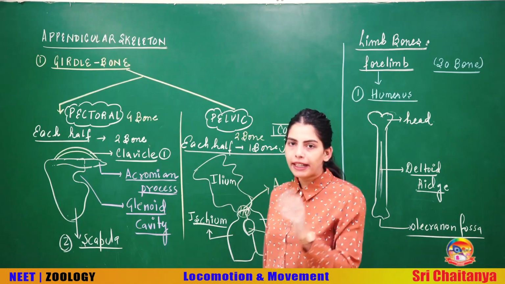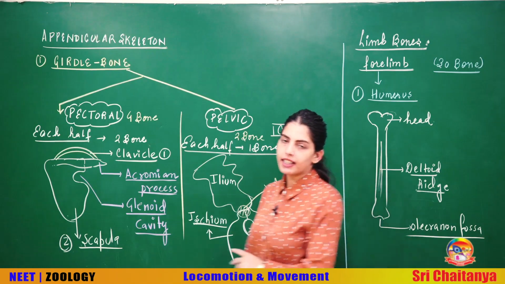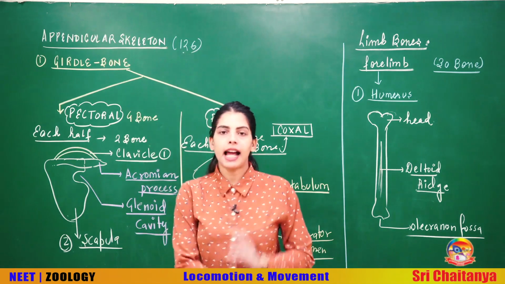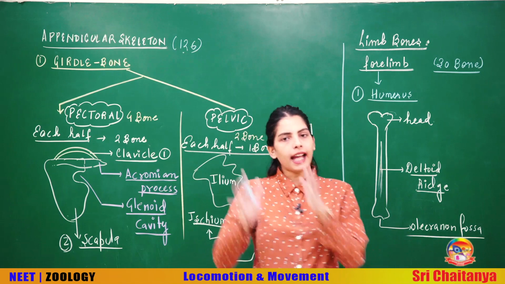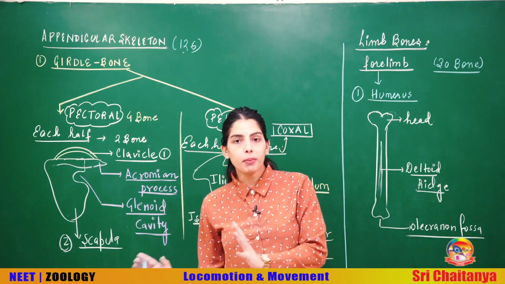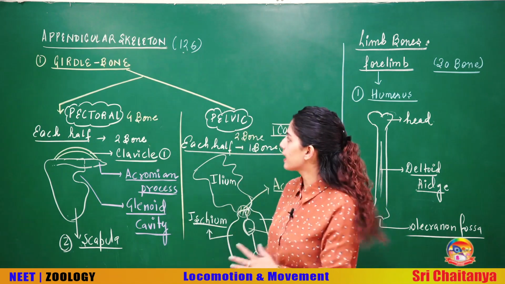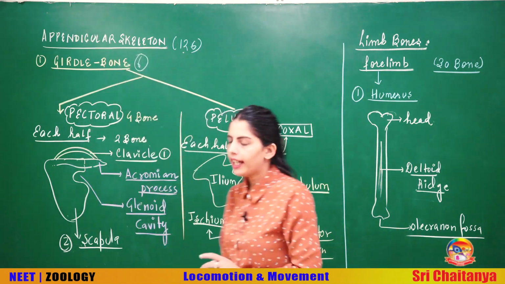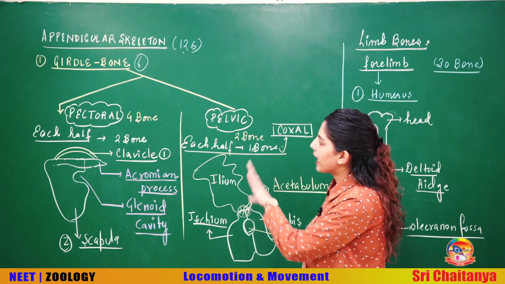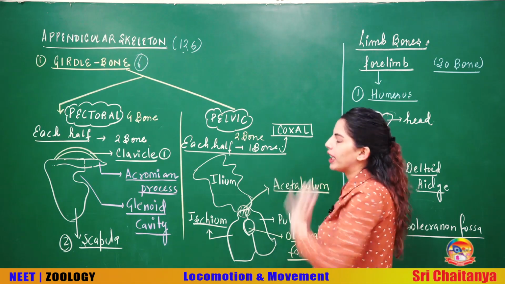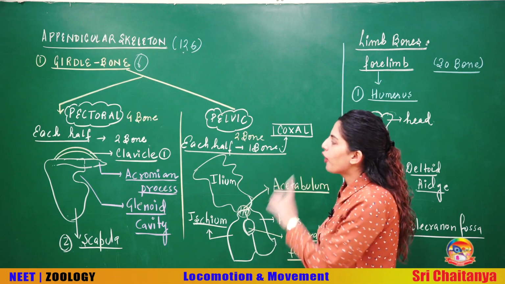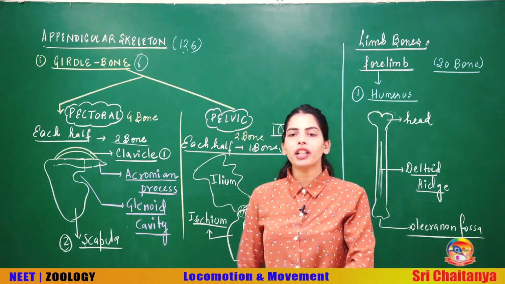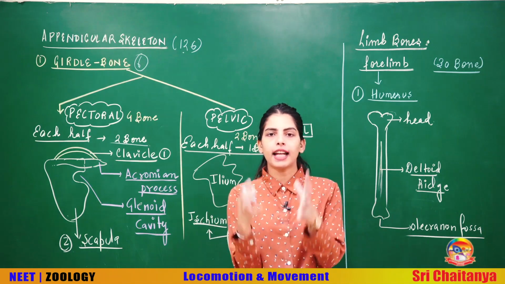Now talking about the appendicular skeleton, it consists of 126 bones, as we have already discussed, and it consists of the girdle bones and the limb bones. So first let us discuss the girdle bones, which were 6 in total. Your girdle bones can be divided as pectoral girdle and pelvic girdle. Each half of your pectoral girdle has 2 bones, which is why in total 2 bones on this side, 2 bones on this side, 4.